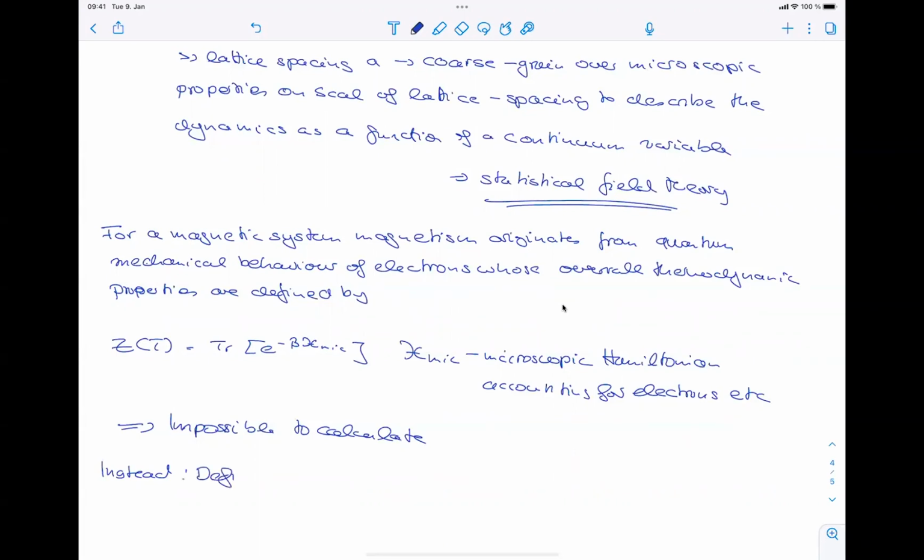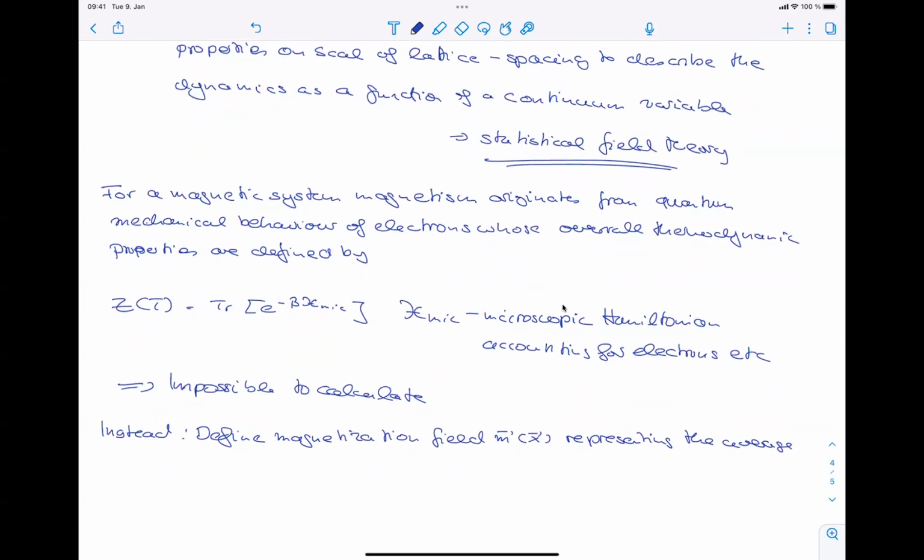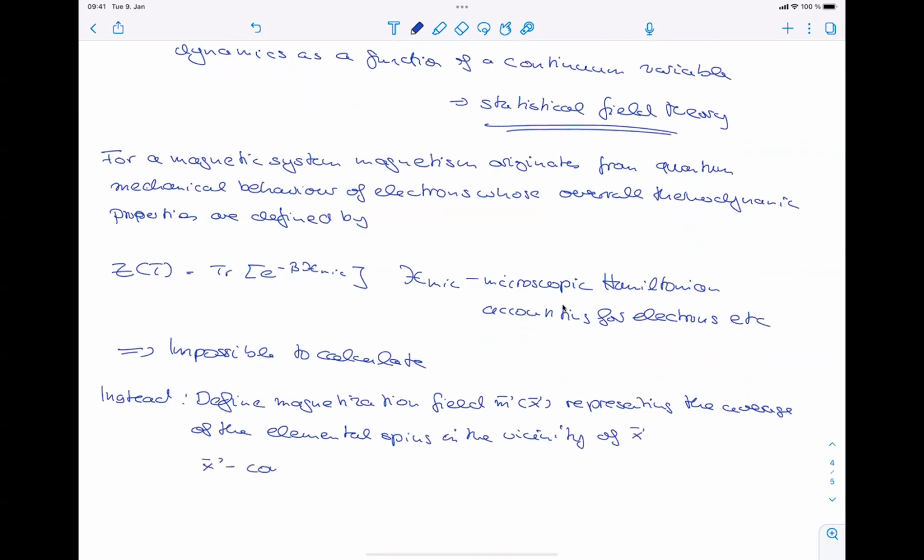So we define a magnetization field, M of x, which is now representing the average over the coarse-grained spatial regions of elemental individual spins, the average in the vicinity of my spatial coordinate x. And so now x is a continuous variable.